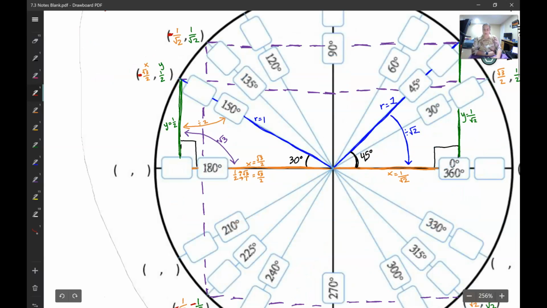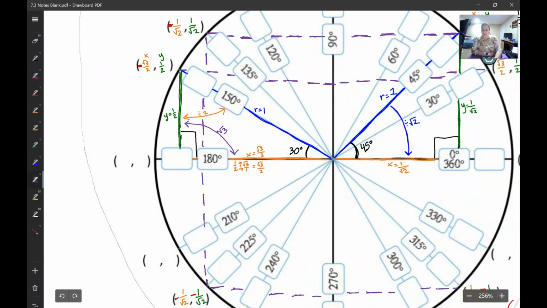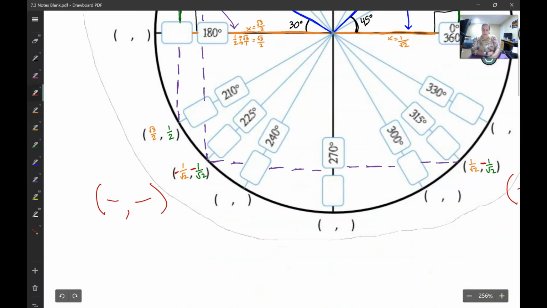Right there. Okay, now let's reflect it down. If I reflect it down, it lines up with 210. So 210 is going to be the same point. Except for this one, they're going to both be negative because of that.